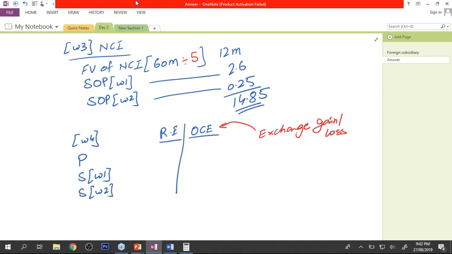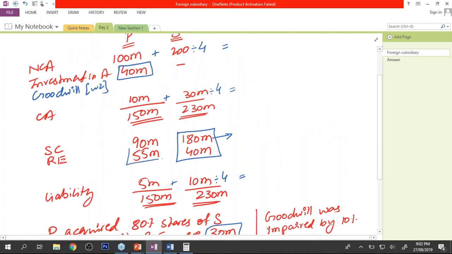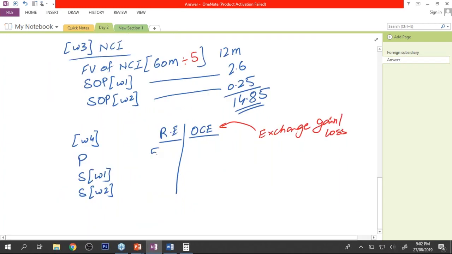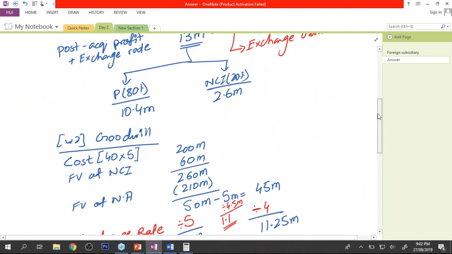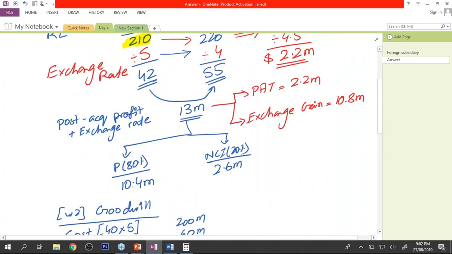Okay, so now let's check the value of parent's retained earnings, which was 55. We're going to use this in the retained earnings. There was no OCE of the parent, and now we need to write the parent's share of profit from working 1 and working 2, which was actually 10.4. The profit 2.2 into 80% will go to retained earnings, and the exchange gain of 10.8 into 80% will go to the OCE. Are you people getting this?